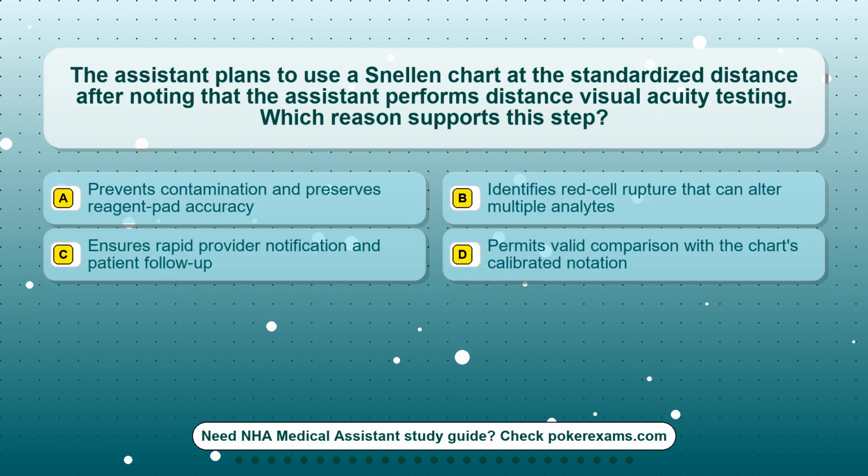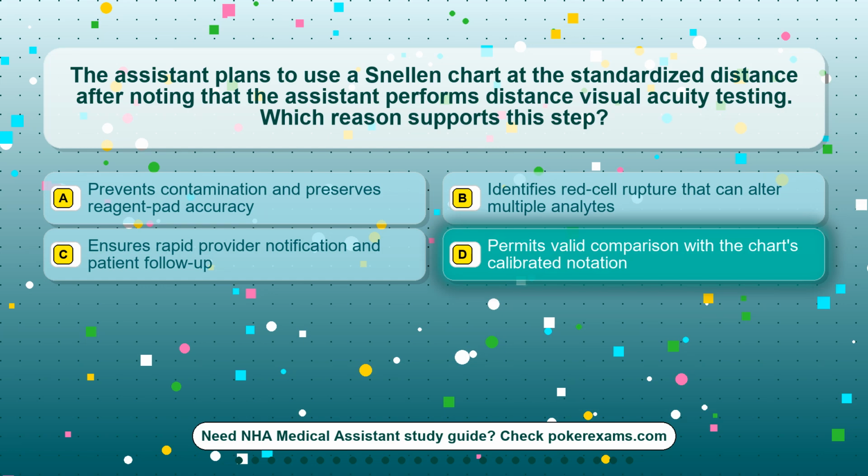Question 7. The assistant plans to use a Snellen chart at the standardized distance after noting that the assistant performs distance visual acuity testing. Which reason supports this step? Option A. Prevents contamination and preserves reagent-pad accuracy. Option B. Identifies red-cell rupture that can alter multiple analytes. Option C. Ensures rapid provider notification and patient follow-up. Option D. Permits valid comparison with the chart's calibrated notation.